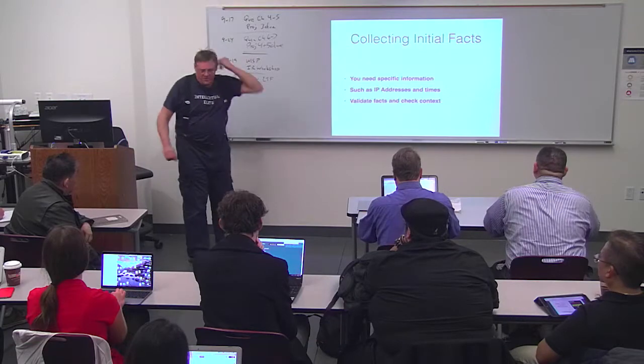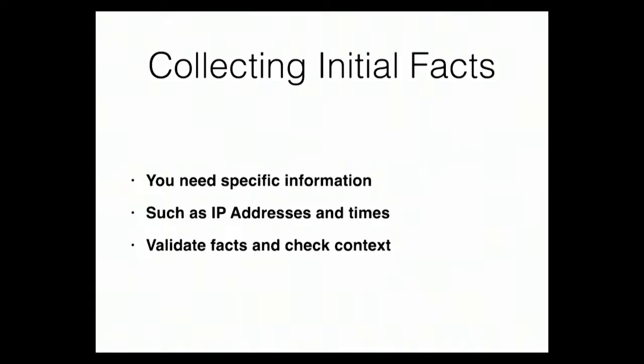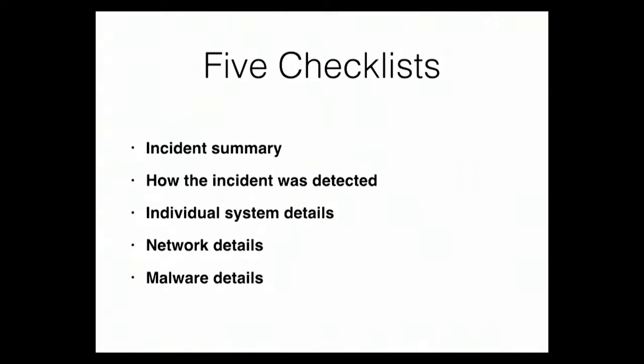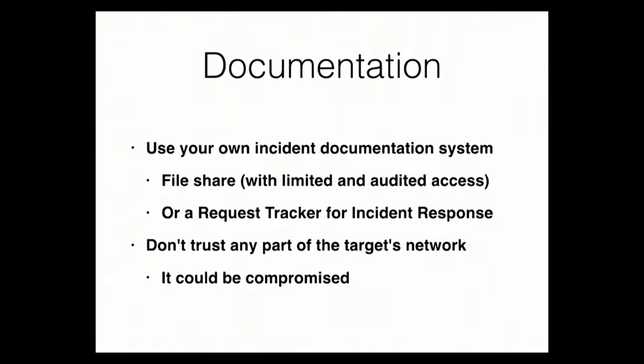Anyway, so to start off your investigation, you need some clues. So you need something specific. So you have to have a complaint from somebody telling you something bad is happening on your network. And then you need stuff that can help you dig deeper, like IP addresses and times. If you have multiple time zones, then you've got a problem there, of course. And a typical thing people do is use Zulu for everything. So here's five checklists to fill out for your initial investigation just to get started so you know how to find more. So there's an incident summary.